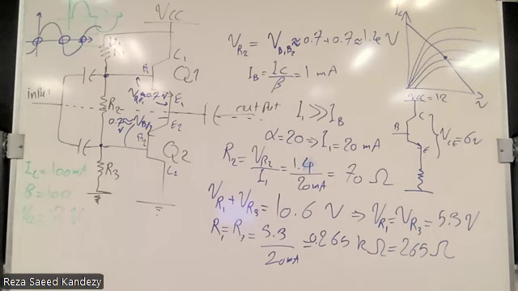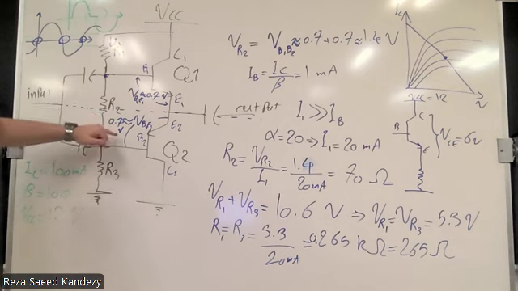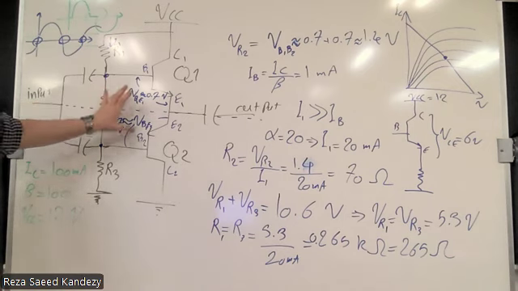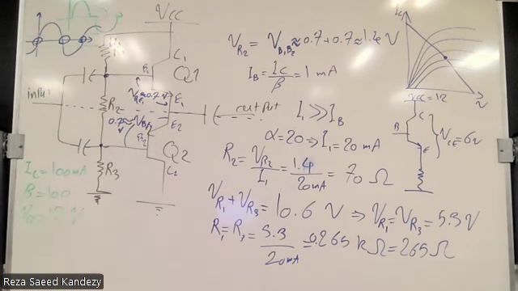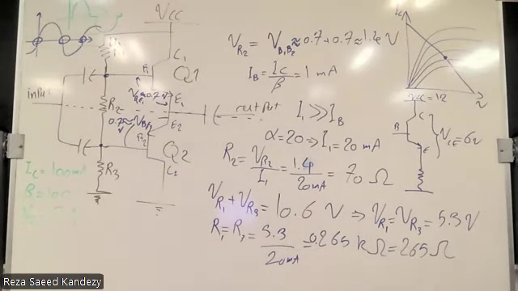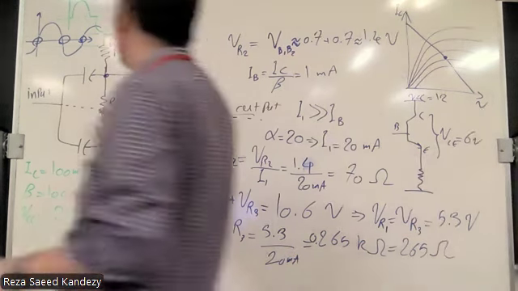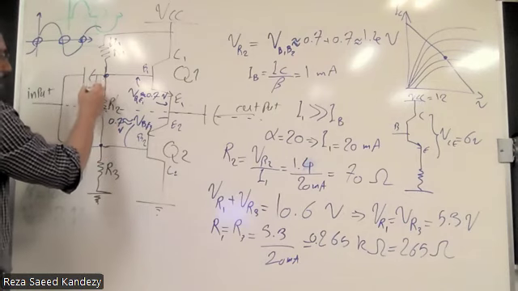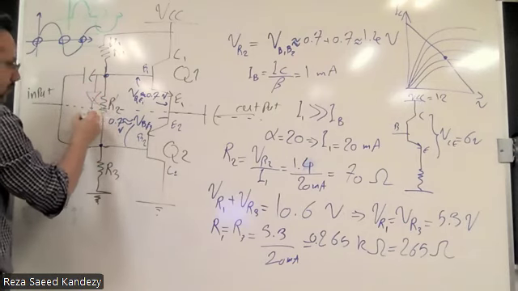Are we good? Now, class AB would fix that by making sure that we always have the voltage we need to turn on the switches. How do we do that? We simply replace the R2. We replace the R2, so we get rid of this, with two diodes.